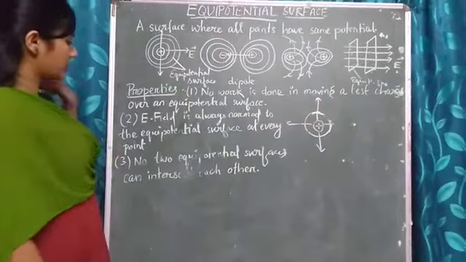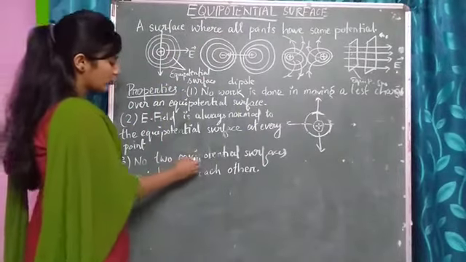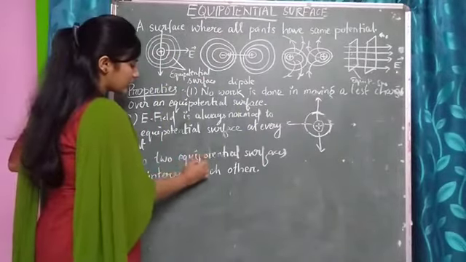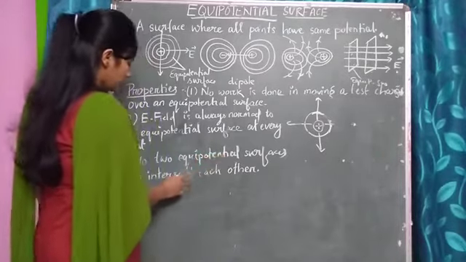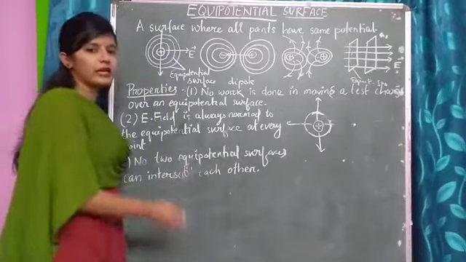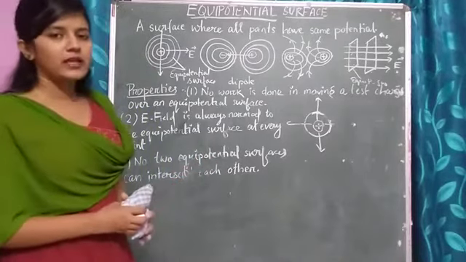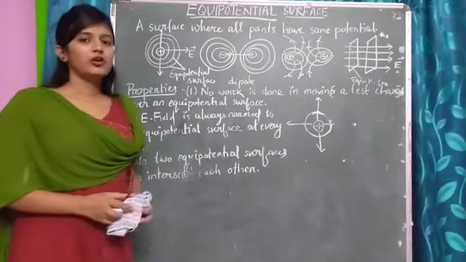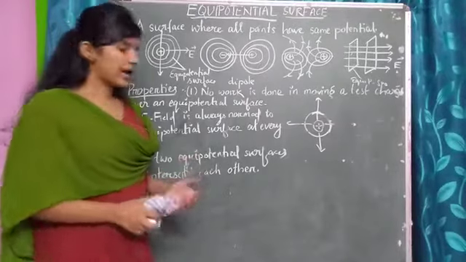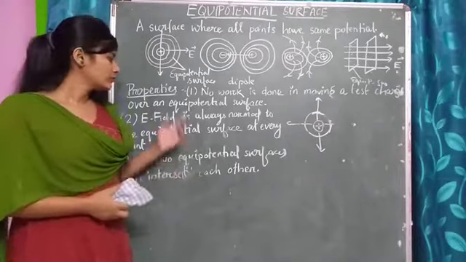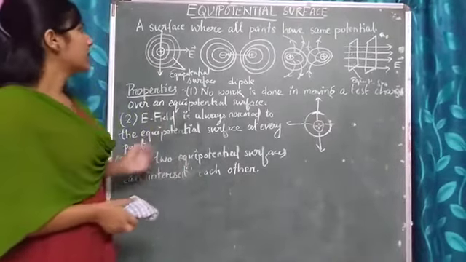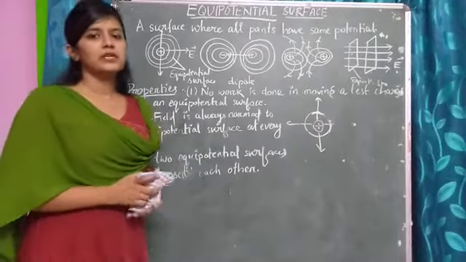Next, the third property is that no two equipotential surfaces can intersect each other. If they intersected, there would be two directions of the electric field at the point of intersection, which is not possible. So these are the three properties of the equipotential surface.